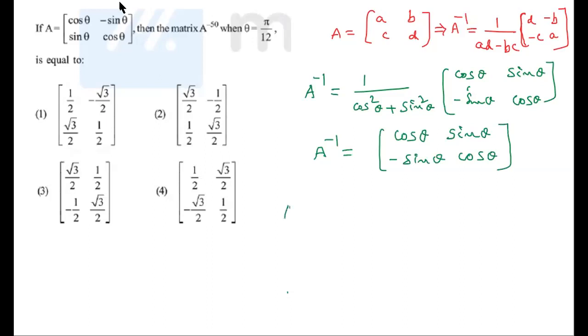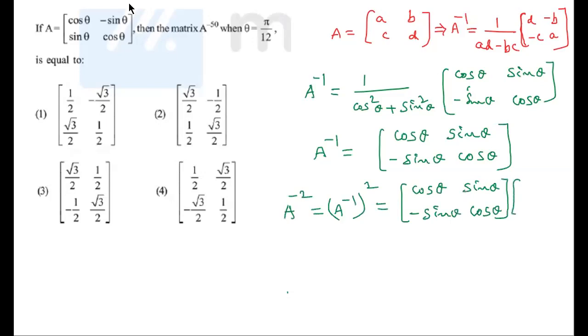So now I'm going to find A power minus 2. That means A power minus 1 whole square. A power minus 1 whole square means how to write? A power minus 1 into A power minus 1. That is A inverse into A inverse. So I am writing one of the A inverse into second A inverse, cos theta sin theta, minus sin theta cos theta.